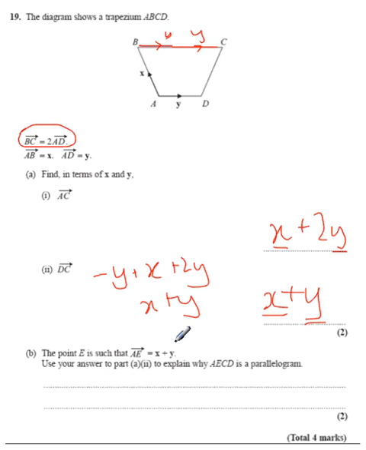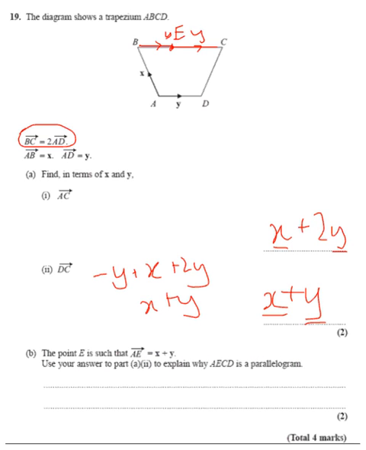It then says the point E is such that AE equals x plus y. Well, where would that be? That would be equal to x plus y. So E would be here, halfway along BC. And that's not halfway the way I've drawn it. Use the answer to part A2 to explain why AECD is a parallelogram.